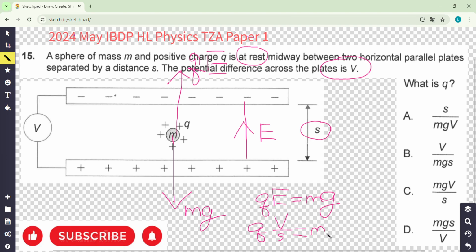So look at the question. What is your answer? What is Q? So change the subject to Q. Move V over S to the right hand side and flip it and it becomes S over V. So Q equals mgS over V, as you got it. The answer is D. Well done.